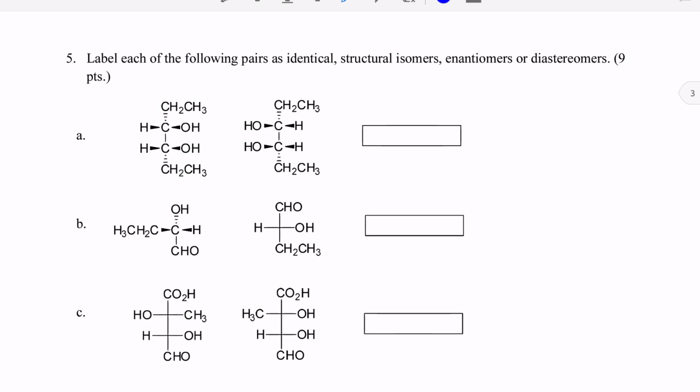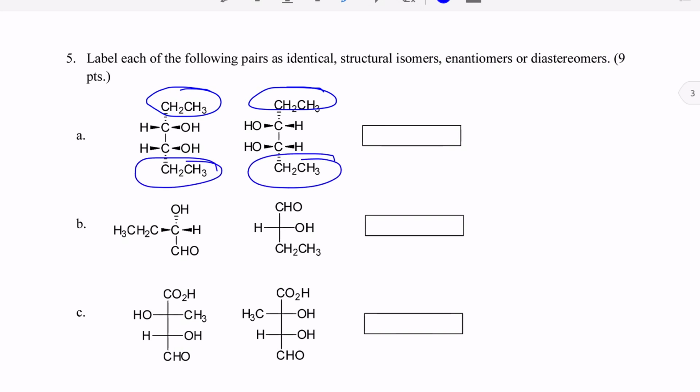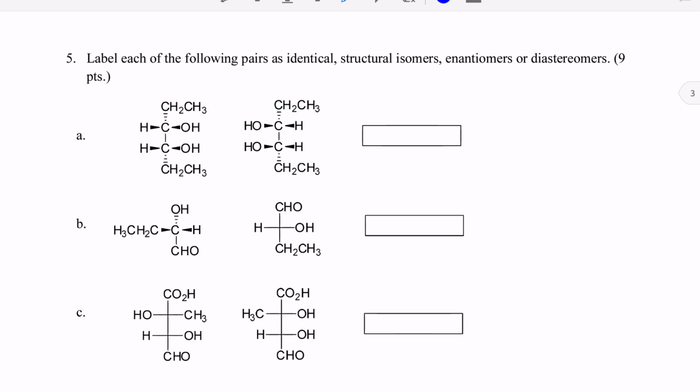When we look at this Fischer projection, we see that in both of these compounds, the starting and ending groups are the same. Where we differ, however, is in the positioning of these groups. There are hydroxyl groups on the right for this molecule, but they're on the left on this molecule, and it's also flipped for the hydrogen atoms. So it turns out that these two are actually just identical.